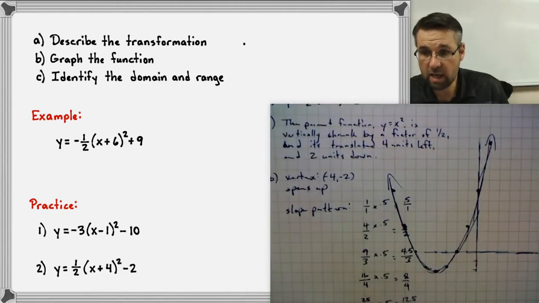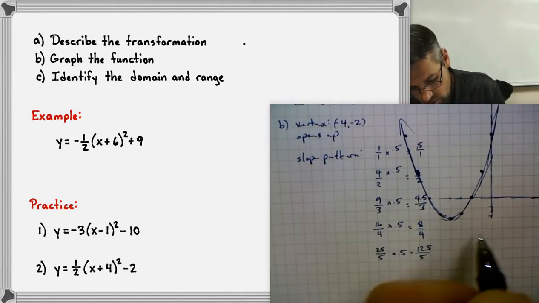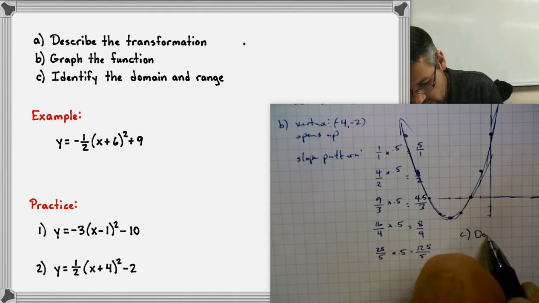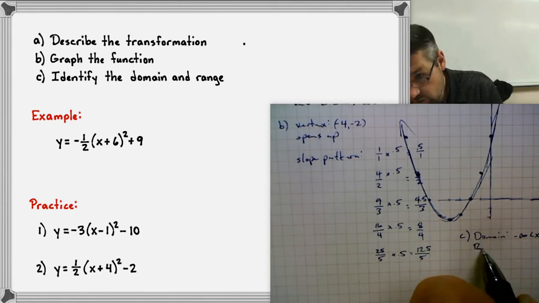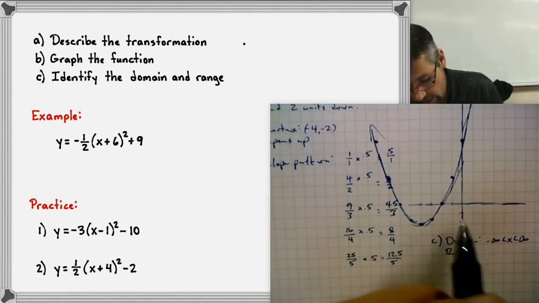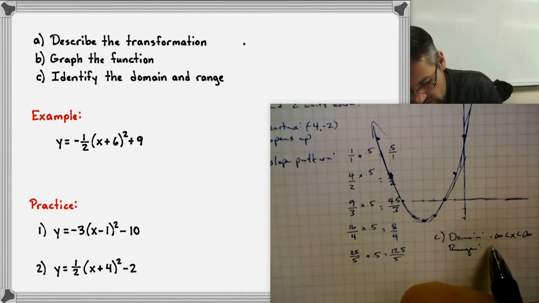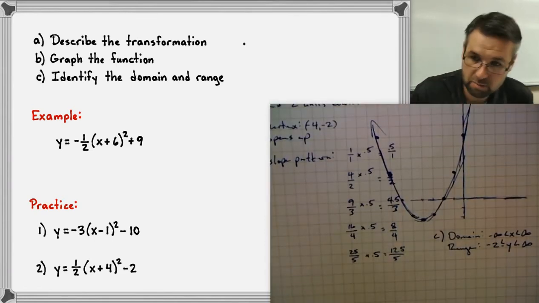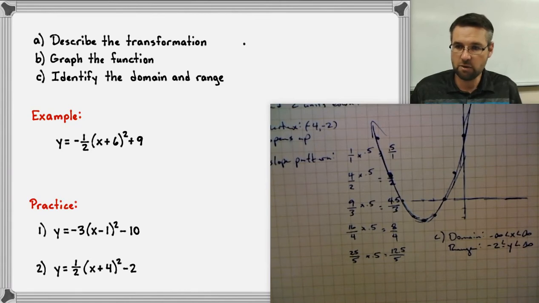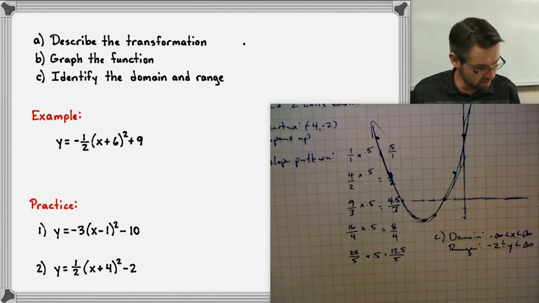Okay, and for part C, we are to identify the domain. The domain is, again, negative infinity to infinity. And the range, well, in this case, the lowest point is -2, so -2 is less than or equal to y, and the highest point is infinity. So that's a little bit different look at that. All right, so that is number 2 example. Hopefully you have a good idea of graphing these things and describing them.